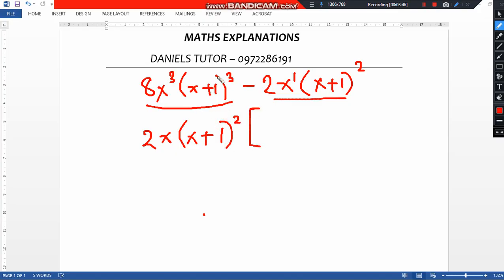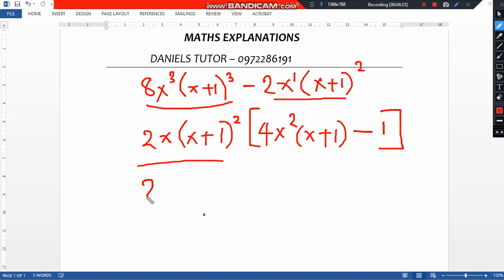Then we start dividing. The first number divided by this. 8 divided by 2 is 4. x to the power 3 divided by x to the power 1, so we subtract the powers. 3 minus 1 gives us x to the power 2. Then (x plus 1) to the power 3 divided by (x plus 1) to the power 2. We subtract the powers. You remain with x plus 1 to the power 1. We don't even show the 1. Then the minus stays here. This divided by this, apparently this is equal to that, so we get a 1.